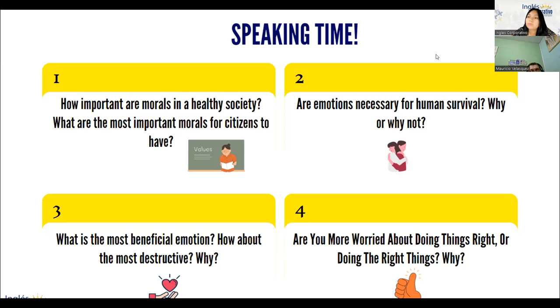Okay. And number 3, what is the most beneficial emotion for you? More beneficial is with the people. Oh, okay. I think the connection was cut, Maurice. It's a good relation with the person. With person, okay.